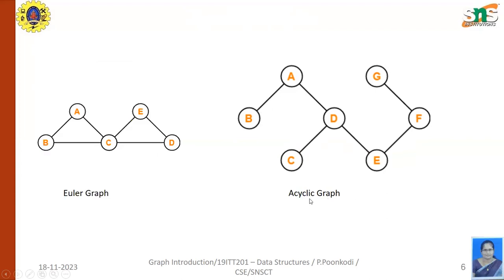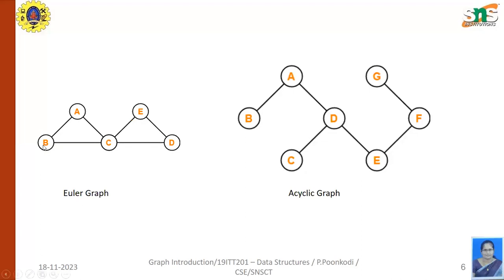Next one is the acyclic graph. You have to cover all the edges and all the vertices in the graph, and you have to travel each edge one time. But that particular graph should not form a cycle. If it forms a cycle, remove those edges from the graph. So that's the concept.